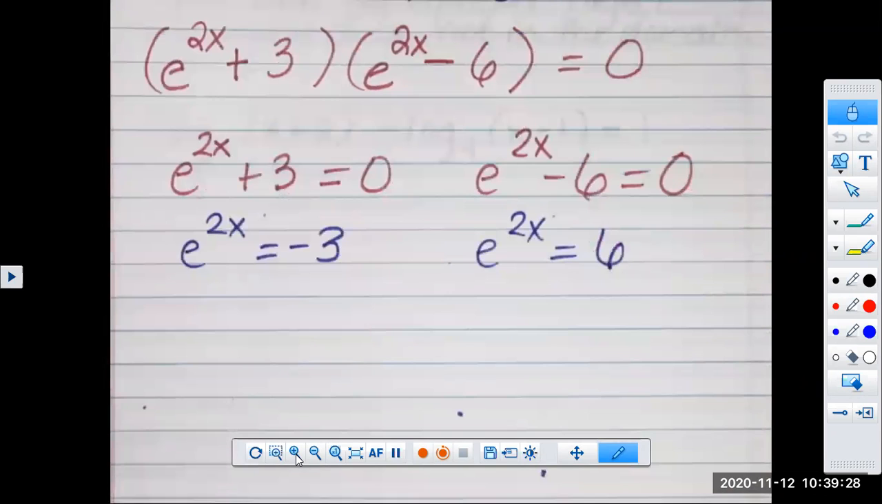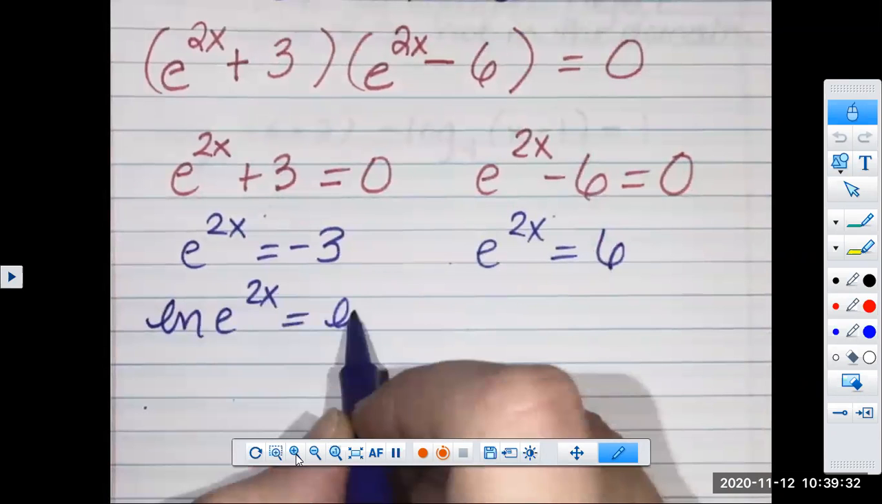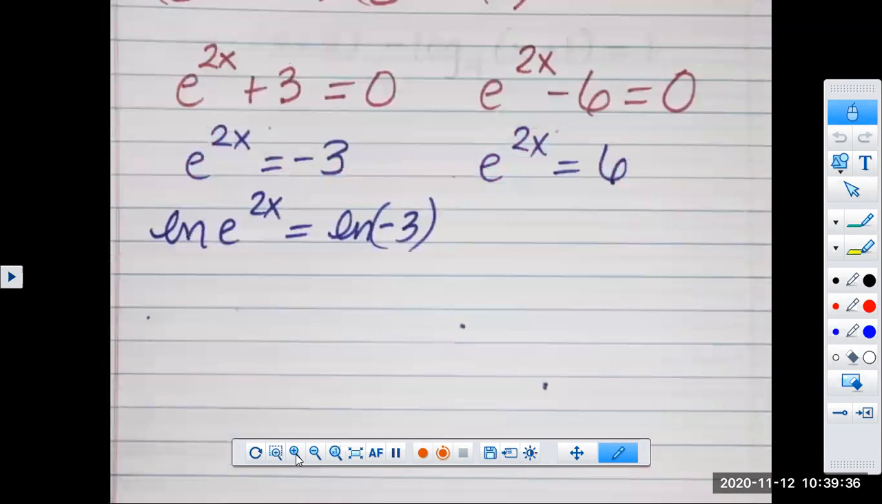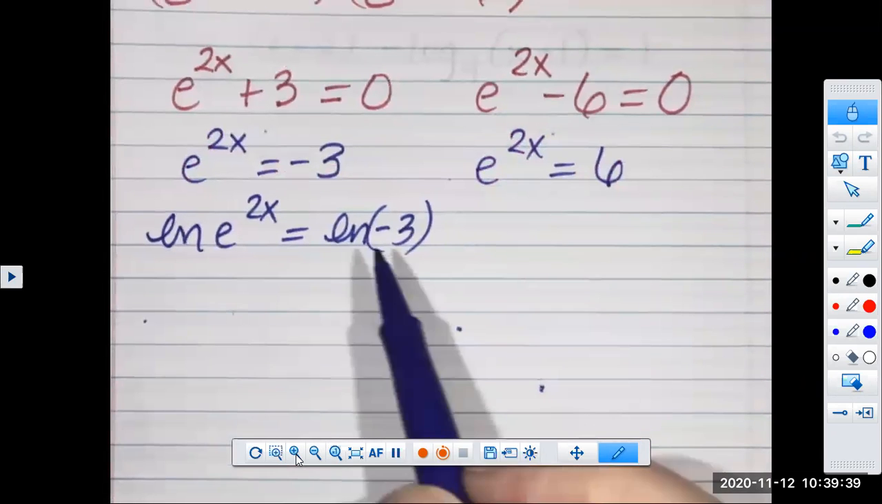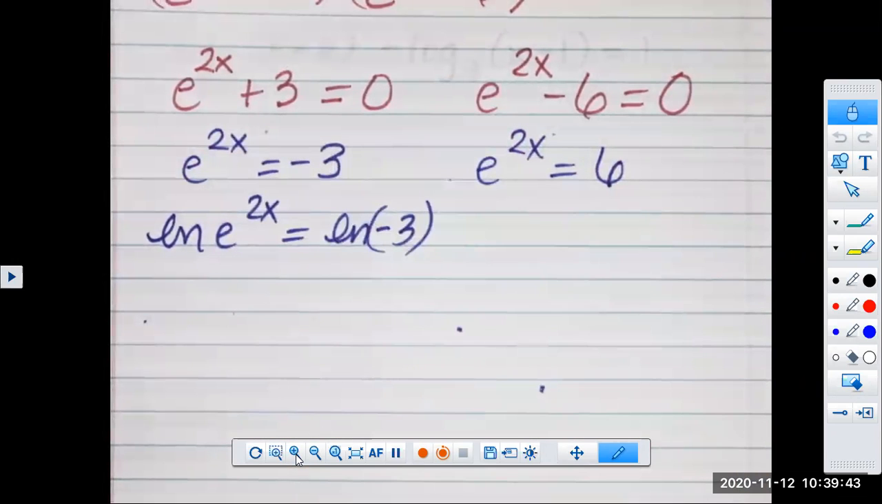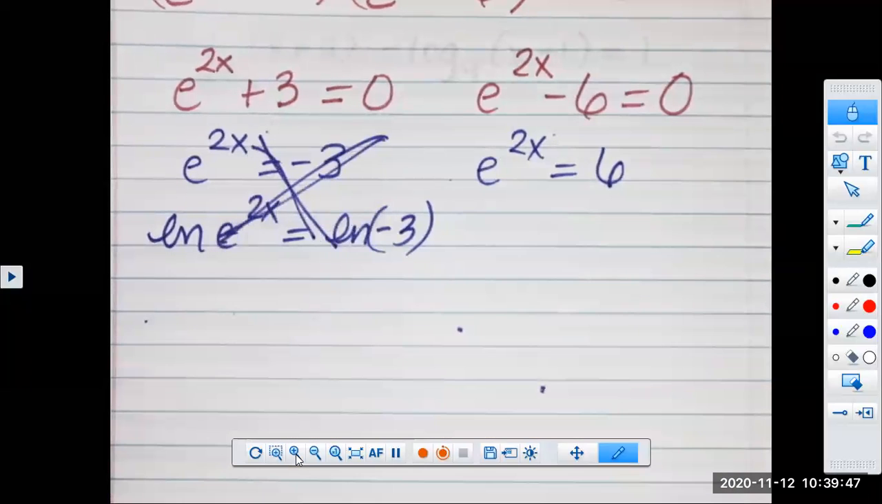From this point, you need to take the natural log of both sides. Can you take the natural log of -3? No, you can't. So once you see in either part where you've got natural log of a negative number or natural log of 0, you can stop. Like, that is not going to be a solution.